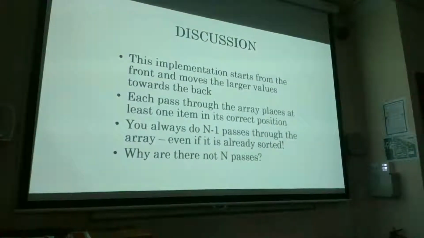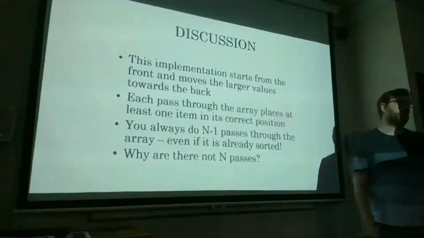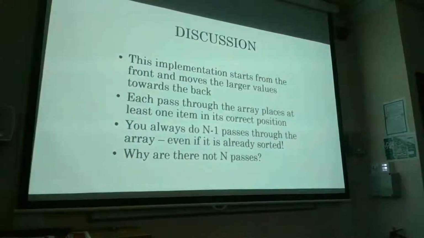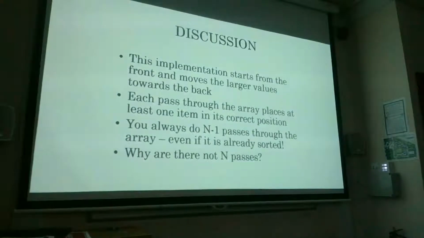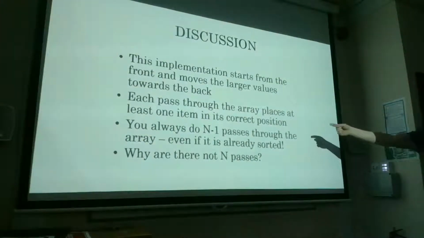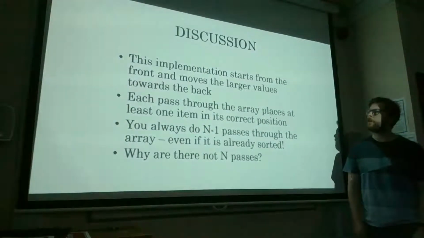So this implementation starts from the front and moves the larger values to the back. Each pass of the array puts at least one item in the correct position. We can only ever count on it putting one item in the correct position. It nearly always puts more than one in the right position as it works its way through, but we can only ever say with 100% confidence that it puts one item in the correct position each time around.